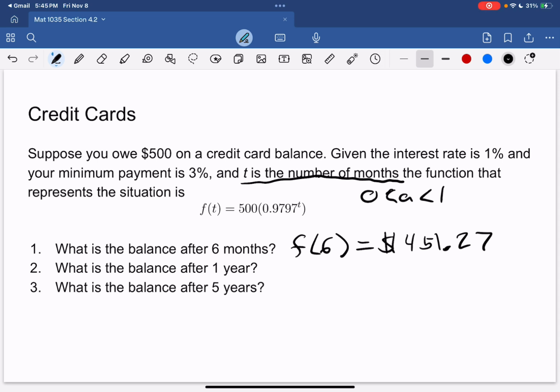All right, here's why you have to pay attention to your units for number 2. So we want to look at 1 year, but I'm in number of months, so I am not looking at f of 1, but I am going to look at f of 12 because there are 12 months in a year. So I go to my calculator, I just plug in, raise it to the 12th power, and I get $390.92. Okay. All right, so go ahead, pause the video, and try out number 3.